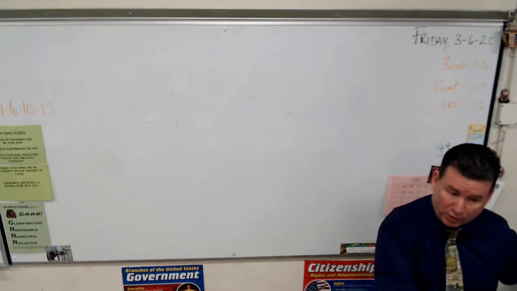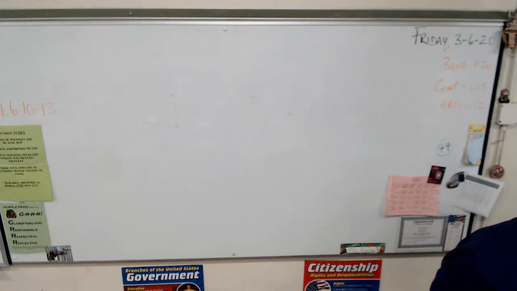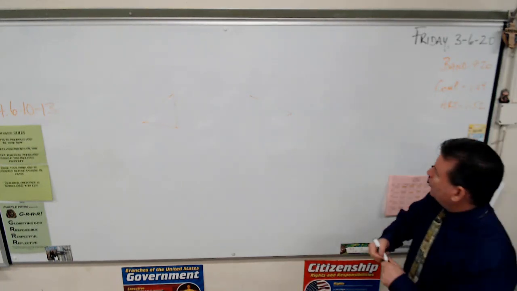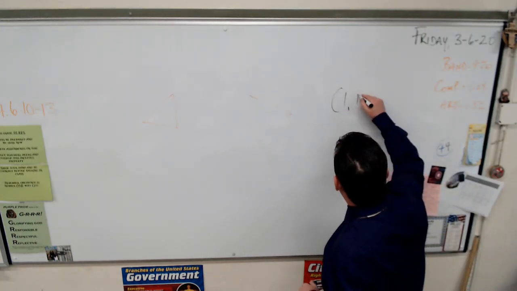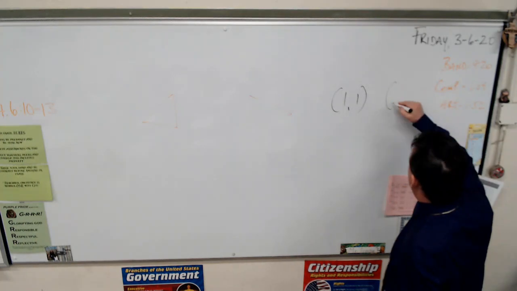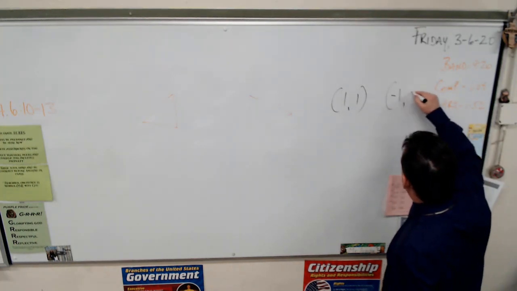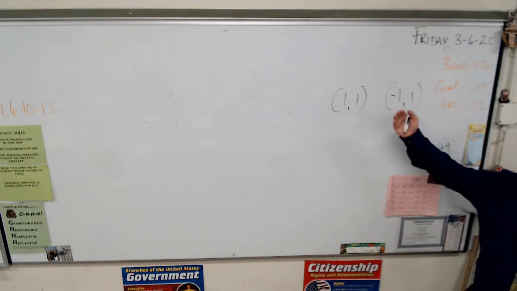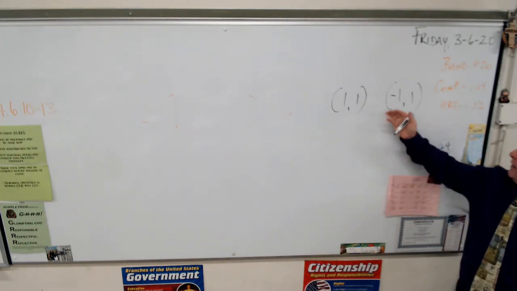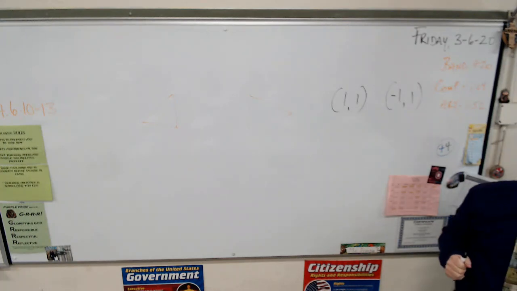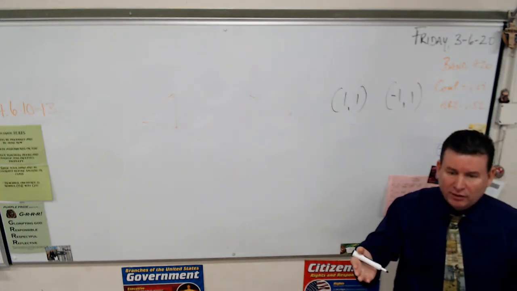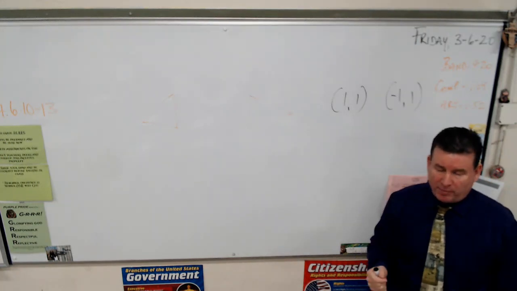Point A prime corresponds to point A. Look at the coordinates for point A. What are they? 1, 1. Okay. What are the coordinates for A prime? How did that get accomplished? What do we do to make it go from 1, 1 to -1, 1? Which one do we multiply by -1?